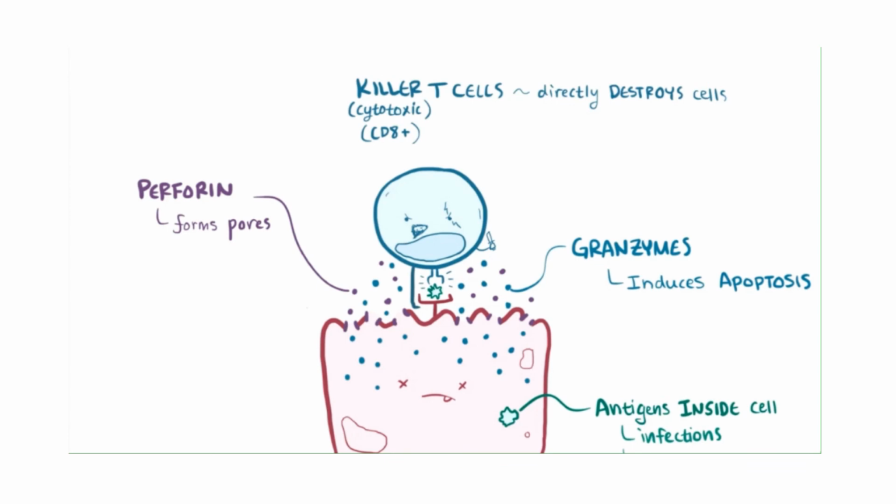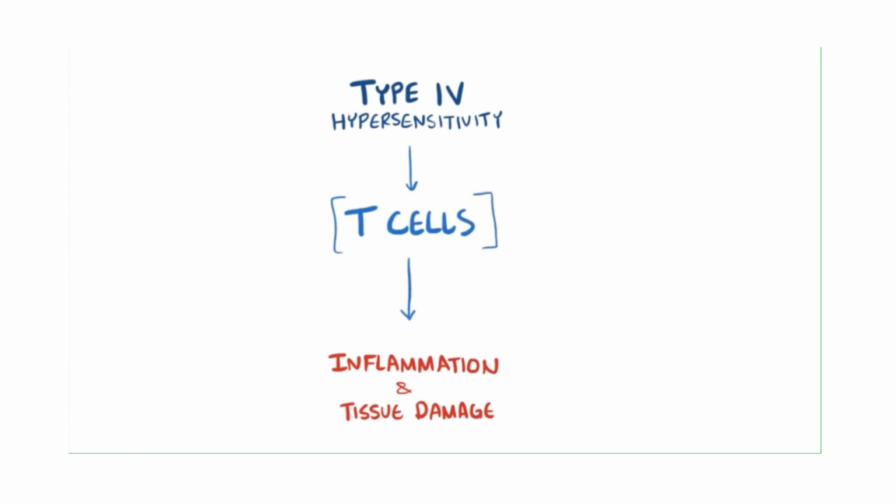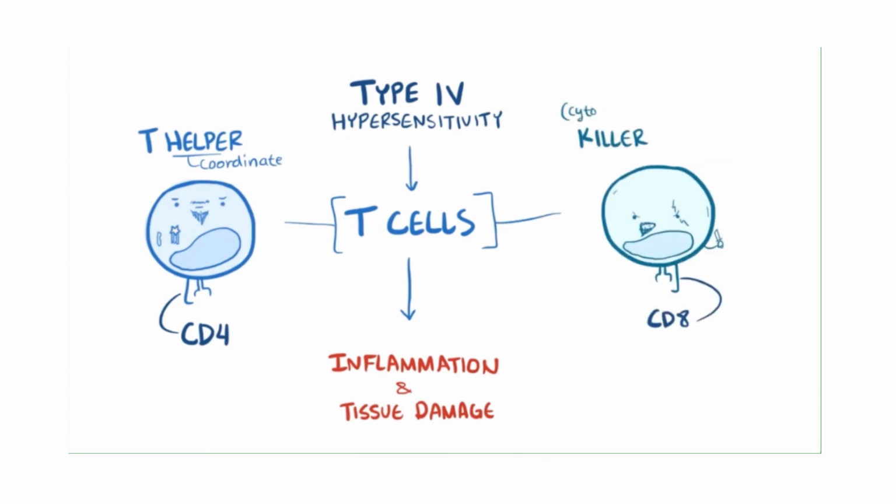Diseases where this cytotoxic mechanism is involved include tissue destruction in type 1 diabetes mellitus, where CD8 positive T cells attack pancreas islet cells, as well as Hashimoto's thyroiditis, where CD8 positive T cells attack thyroid epithelial cells. So, as a quick recap, type 4 hypersensitivity leads to inflammation and tissue damage via T cells, which can be either CD4 positive T helper cells, which help coordinate the attack, or CD8 positive killer or cytotoxic T cells, which directly do the attacking.